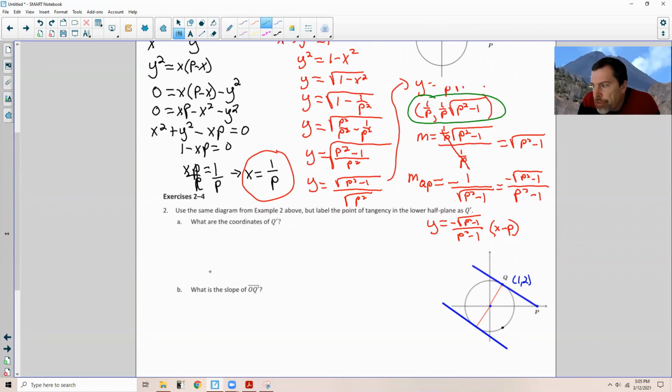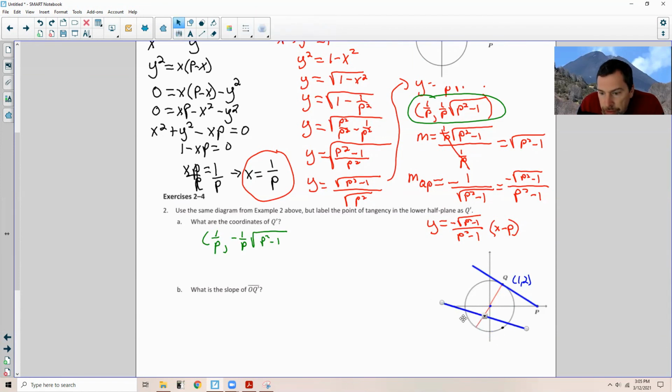So this point is going to be over the same distance to the right, which is still 1 over p, but it is going to be negative 1 over p times the square root of p squared minus 1. And let me just move this over here, where it would be perpendicular to this radius at that point of tangency.